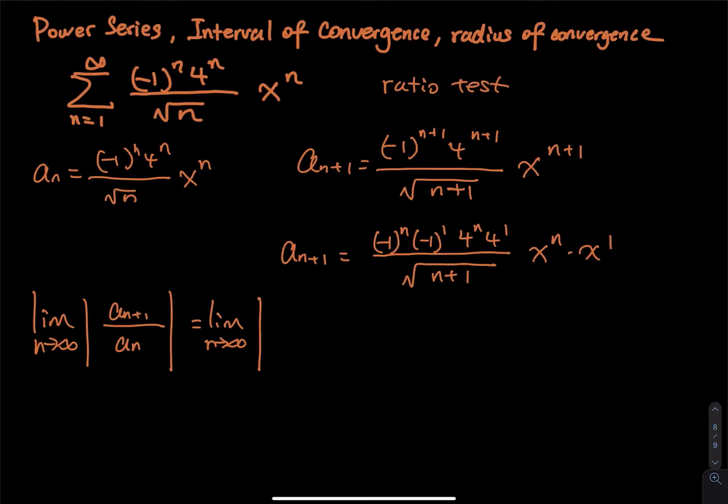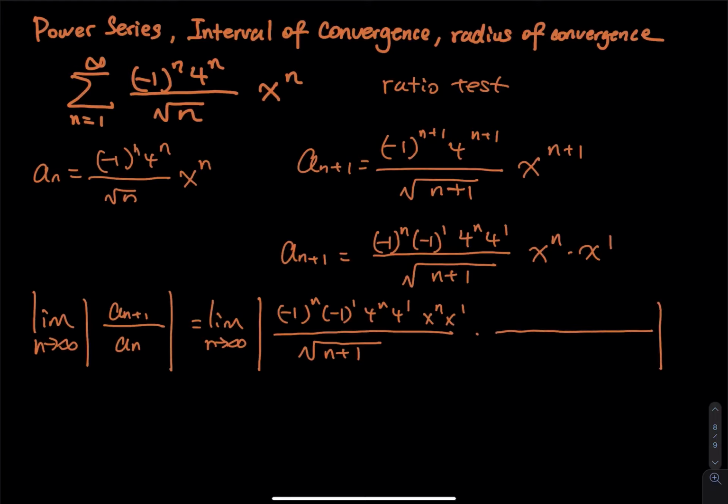So that is limit as n approaches infinity. We have negative 1 raised to the n, negative 1, and then 4 to the n, 4 to the first, divided by the square root of n plus 1, x raised to the n, x raised to the first, and then multiply by the reciprocal of a_n, that is square root of n on top, and then everything else on the bottom: 4 to the n, and then x to the n. There must be a few cancellations, so negative 1 raised to the n, 4 raised to the n, and then x raised to the n. All right, that's it.